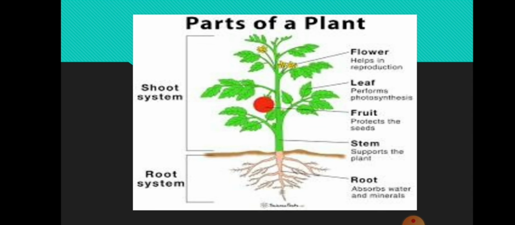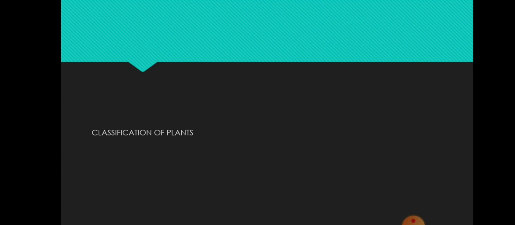Children, you see two systems, shoot system and root system. In the shoot system, you see flower, leaf, fruit, stem, and in the root system you see only the root. Children, flower helps in reproduction, leaf performs photosynthesis, fruit protects the seeds, the stem supports the plant, and root absorbs water and minerals.